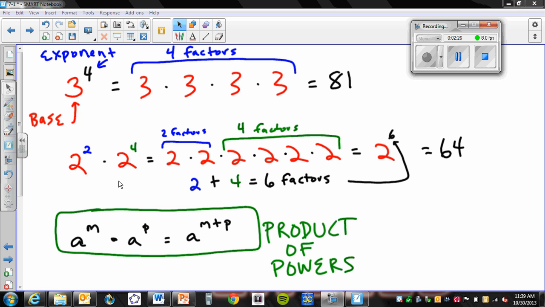Now, a little bit about product of powers. If you have a variable to one power times that same variable to another power, all you have to do is add those two powers together. That's product of powers. So here we have 2 squared times 2 to the 4th. So we have 2 factors of 2 and 4 factors of 2. 2 plus 4 gives us 6 factors. So it's 2 to the 6th, or 64. That's our product of powers.